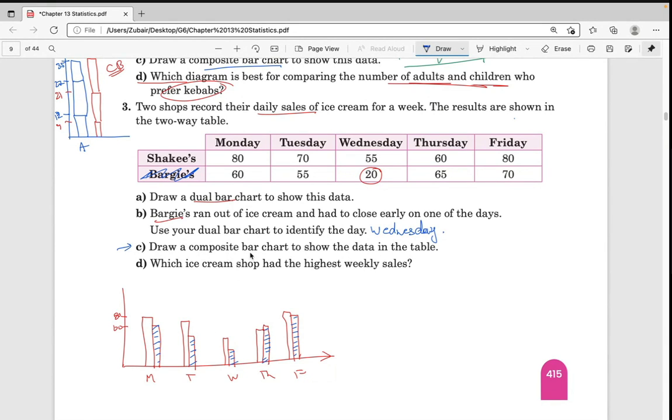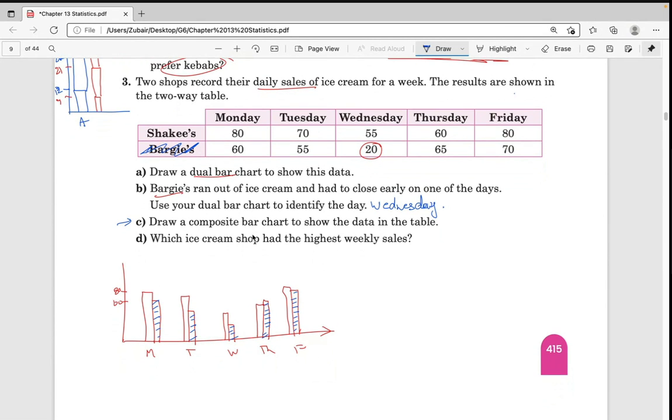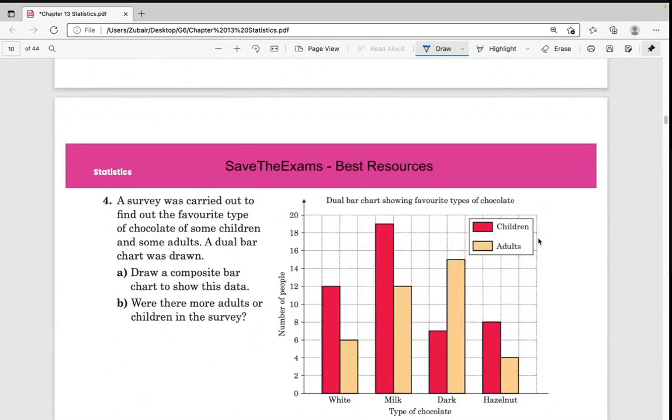C part says draw a composite bar chart to show the data in the table. I'm skipping this part, because we just have to do 80, then 70 plus 55, then plus 60, then 80, and so on. On the other way, which ice cream shop had the highest weekly sales? How will we know this? We will do the total. Once we have done the C part, we will be able to see exactly which height is more than the other.